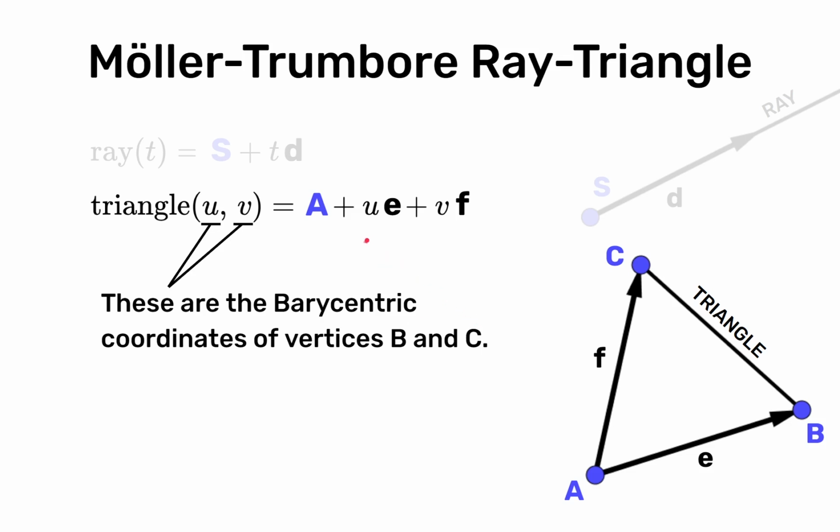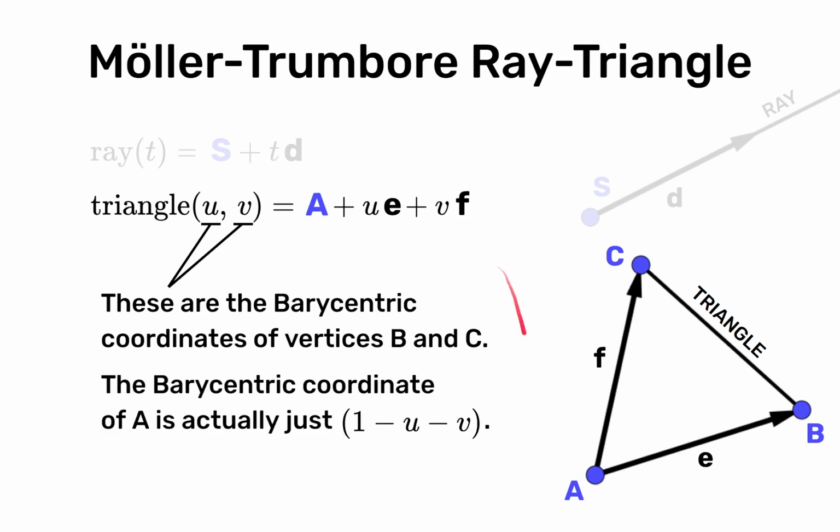So imagine if both of them are 0, then we are at point A. If U is 1 and V is 0, then we take 1 times E from point A, we end up at B, and similarly with V. So if V is 1 and U is 0, then we end up at point C. You might be asking that there were 3 barycentric coordinates, so where is the third one? And actually it turns out that the third one is just 1 minus U minus V. So even though there are 3 barycentric coordinates that we learned before, there are actually only 2 degrees of freedom if we want to represent a triangle.